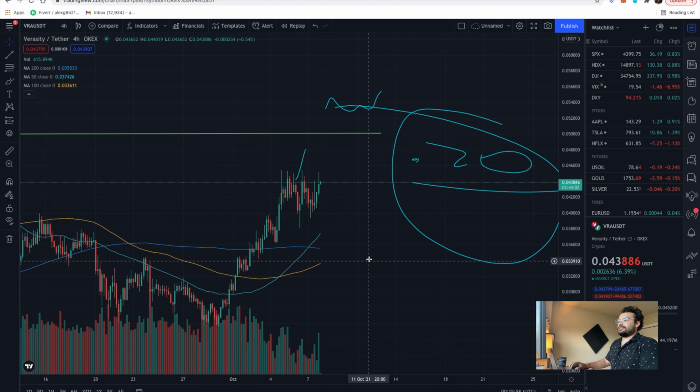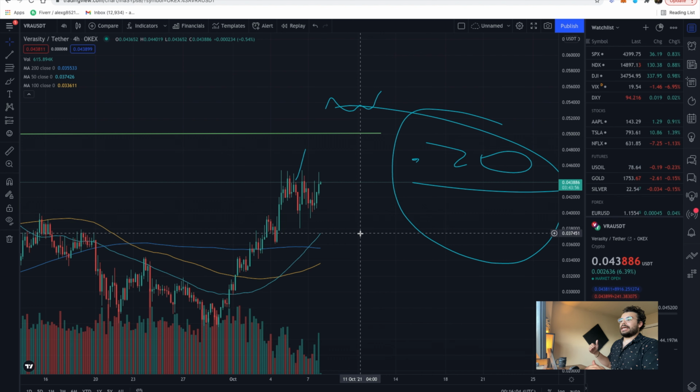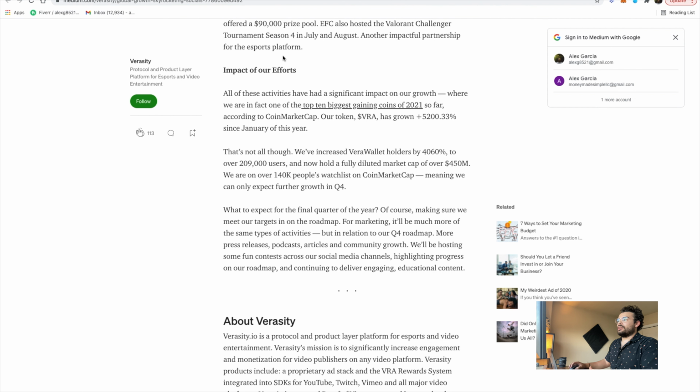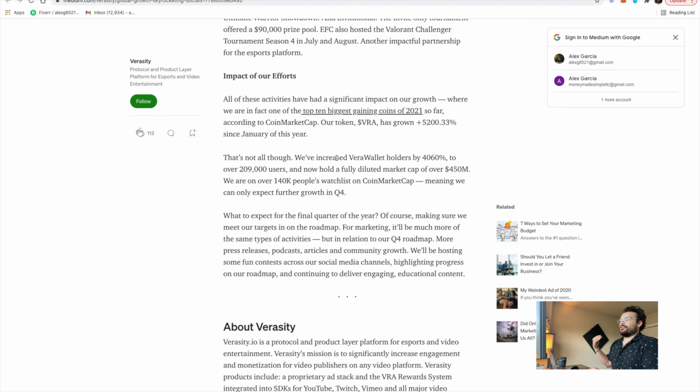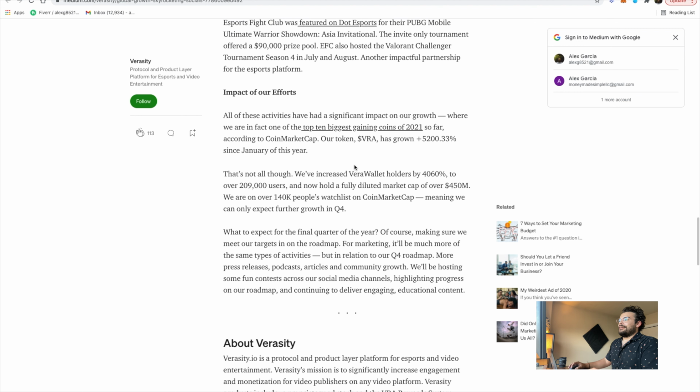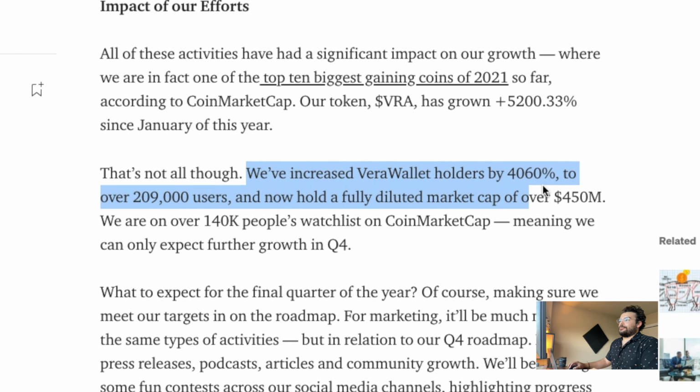And of course, since the chart is never the full story, it's always good to cover a little bit of news to kind of gauge whether we're going to head to the upside or downside. Luckily enough, Verasity has a lot of positive news circulating recently. They came out and reported on their Q3 roadmap on how they achieved against their metrics. They did quite well. All their socials grew a ton. And this is probably the biggest note out of this whole report.